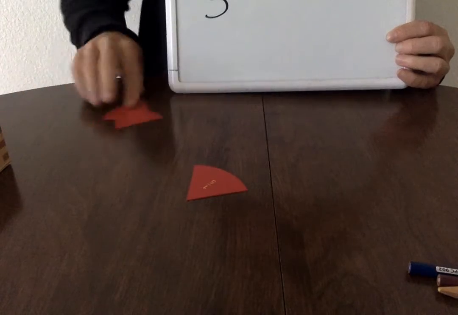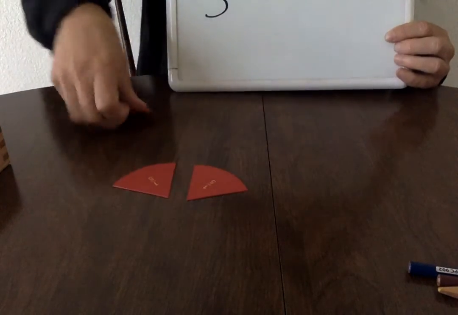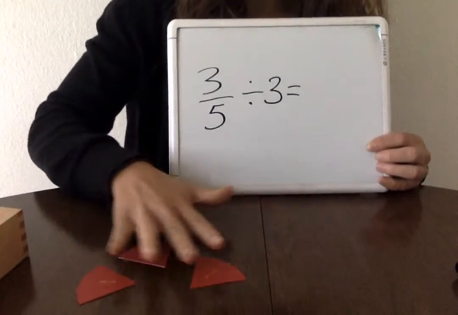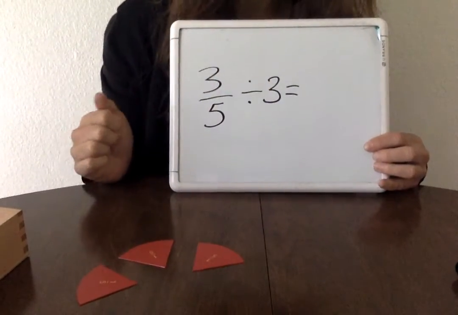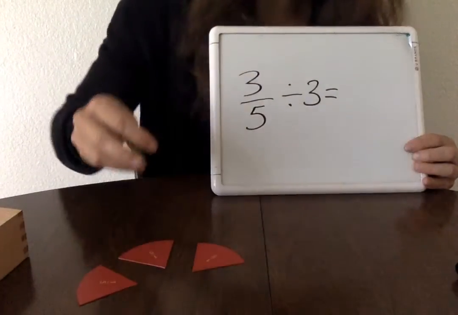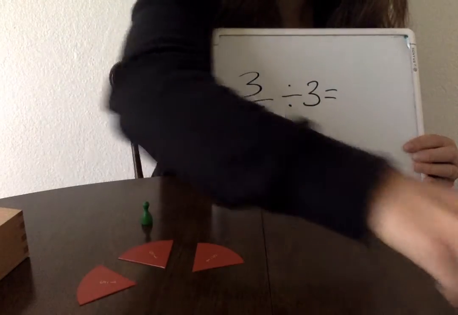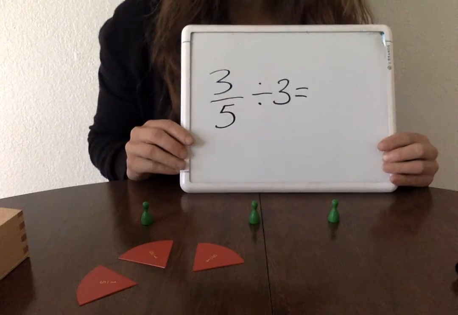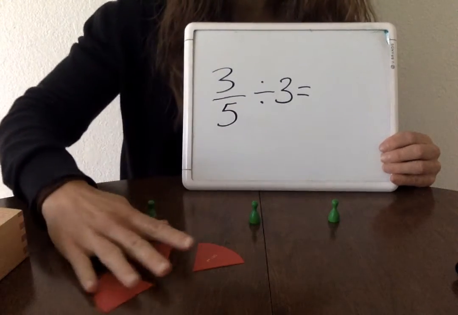1, 2, 3. And our divisor is 3. So I'm going to get 3 Skittles. 1, 2, 3. Now in division, we share fairly.